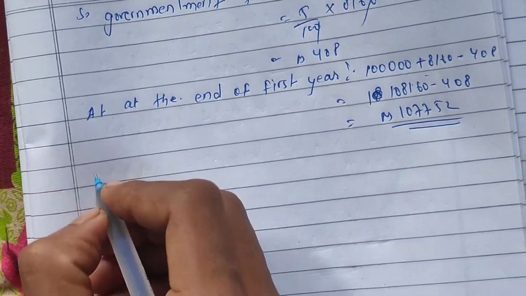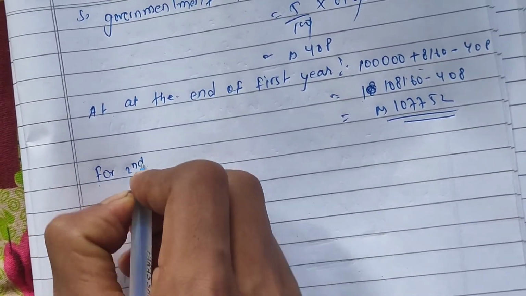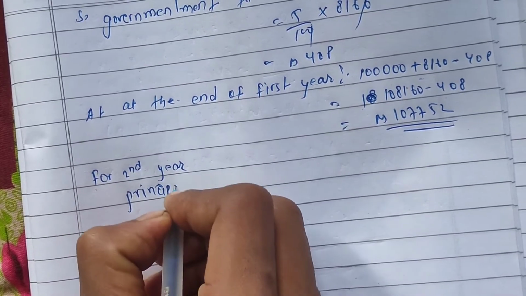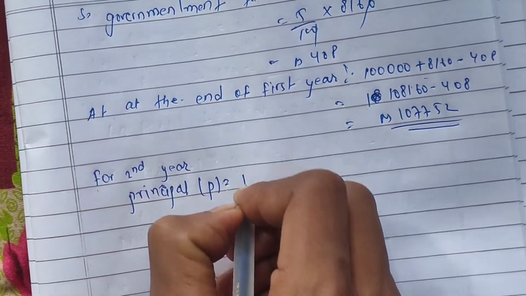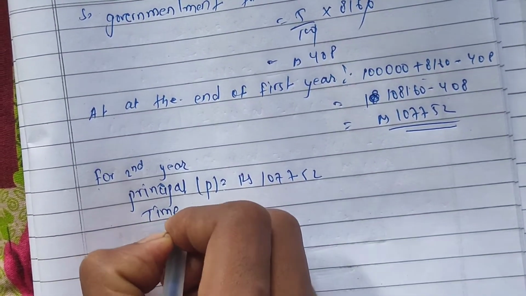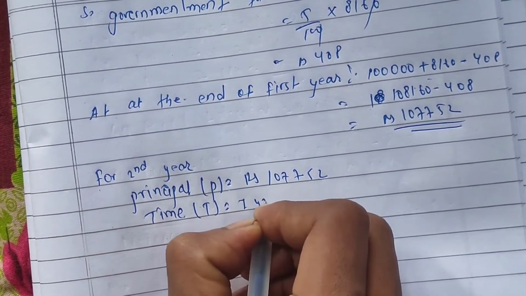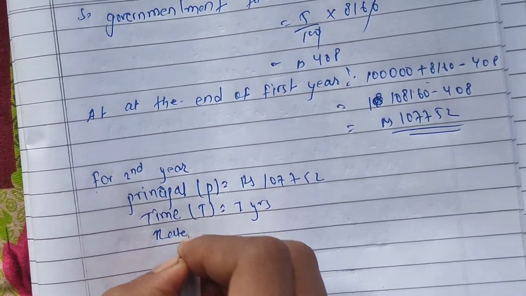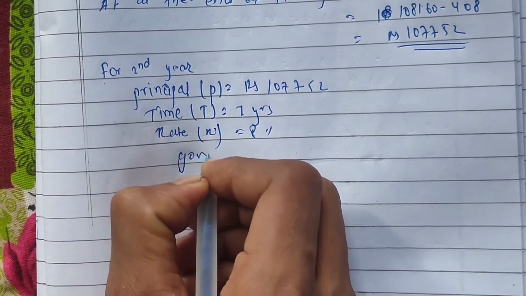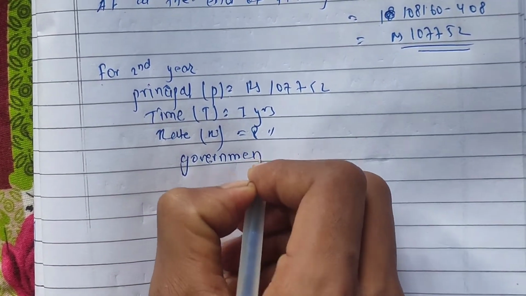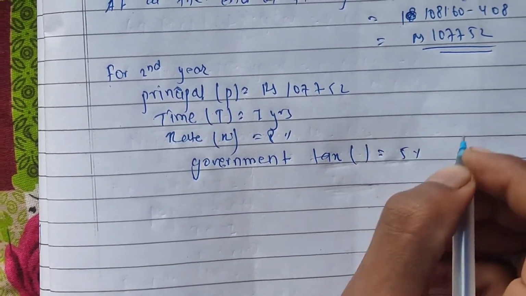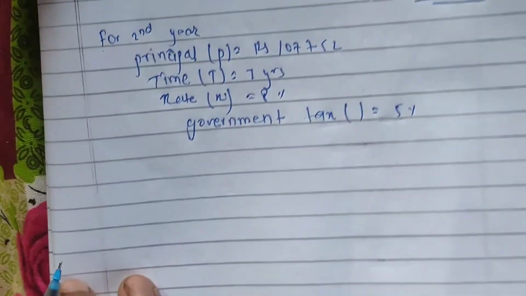but for the second year this will be the principal. Okay, so for the second year, principal P will be Rs 107752. Okay, and the time will be 1 year, but the rate of interest will be the same. Rate of interest R will be the same, that is 8%, and government tax will also be the same, that is 5%.